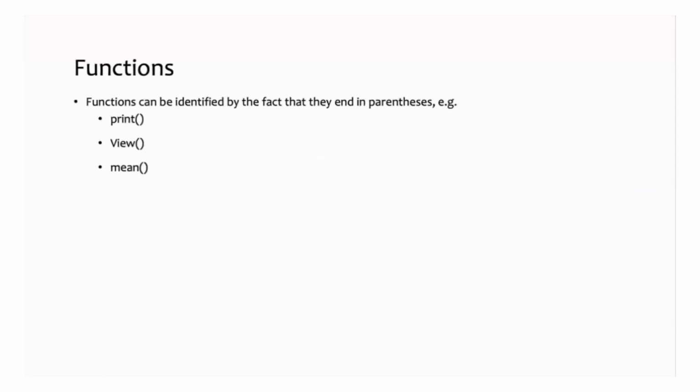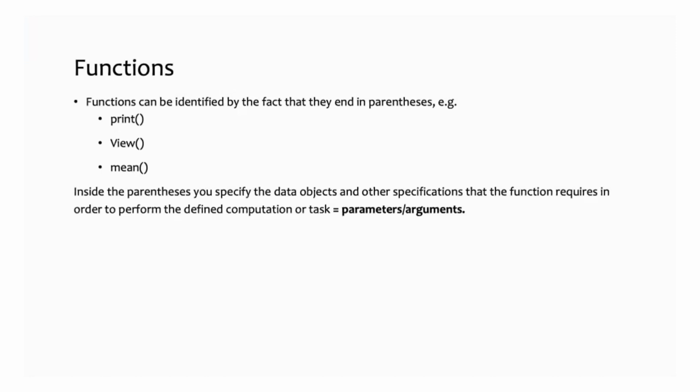Okay, so functions can be identified by the fact that they end in parentheses, and this is invariant across programming languages. So for example, print parentheses, view parentheses, mean parentheses, where you put something in the parentheses so that that action is performed on that data object. So inside the parentheses, you specify the data objects and other specifications that the function requires in order to perform the defined computation or task.